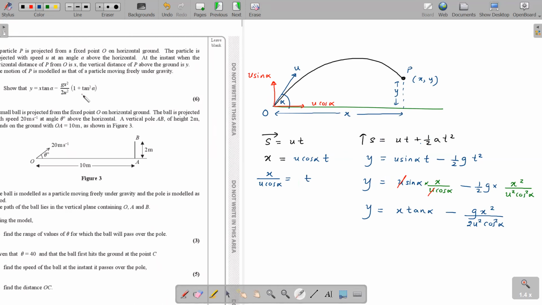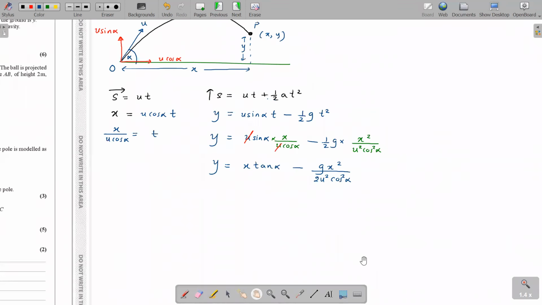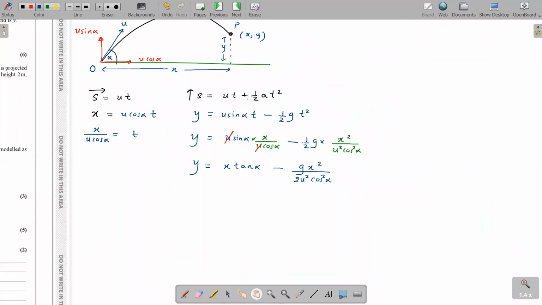I have got half of it. I just need to get gx square over 2u square into 1 plus tan square. So what do we do for this one? We take the cos square up. You remember the rule, 1 over cos is sec. So this is gx square over 2u square cos square, and 1 over cos square is sec square alpha. The final identity we have is 1 plus tan square alpha is equal to sec square alpha, right? This is the last equation that we need to use.